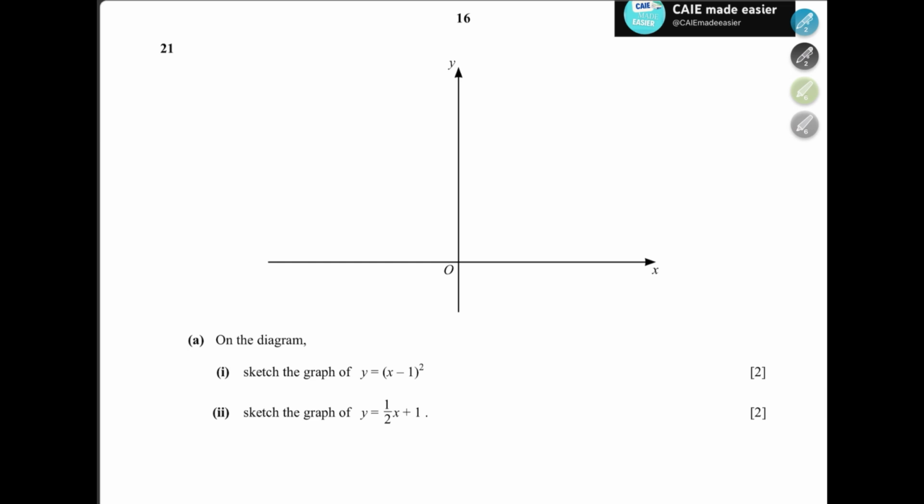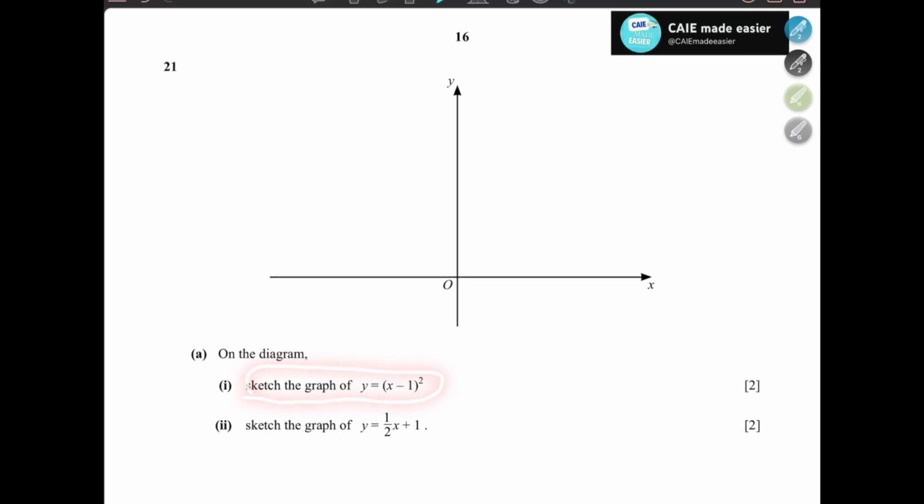Okay, question number 21. We have an empty graph here. On the diagram, sketch the graph of y equals x minus 1 squared. So now this is x squared, so it's a quadratic graph. A quadratic graph is drawn either like this or like this. So we have to see the coefficient of x squared. Now we know it's 1x squared, it's positive, so we have to plot this graph.